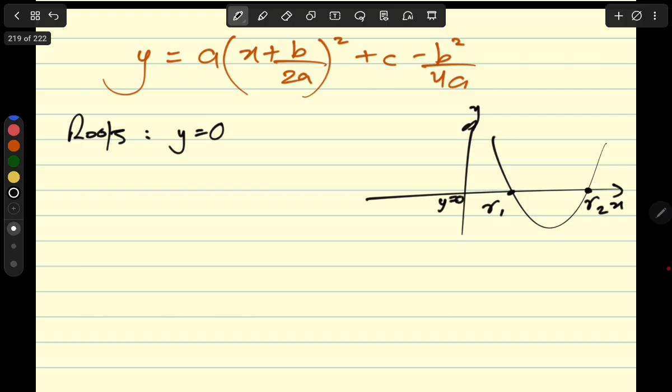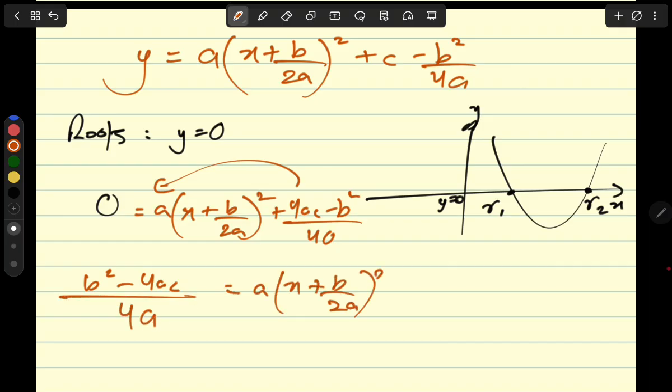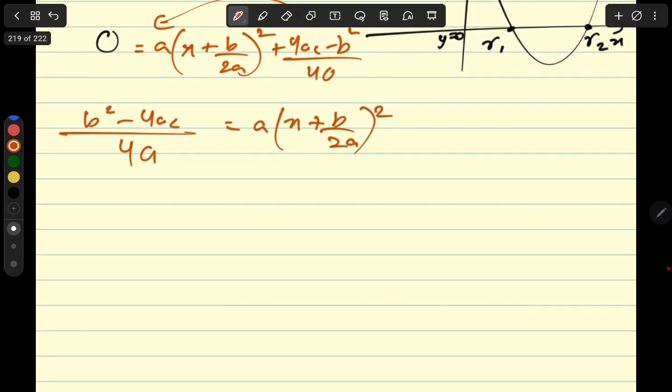So what we can do is put y equals 0 here. So this becomes a times x plus b upon 2a whole square. Now I can take LCM, so this becomes 4ac minus b squared upon 4a. Now move this here, so this becomes b squared minus 4ac upon 4a equals a times x plus b upon 2a whole square. And now what I can do is divide both the sides by a, so I get b squared minus 4ac upon 4a squared.